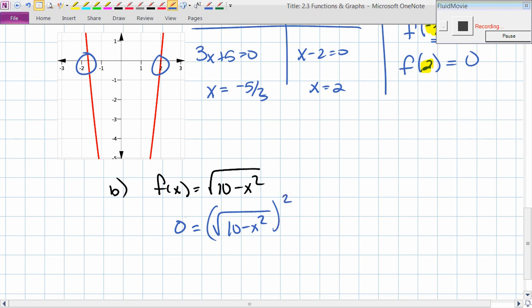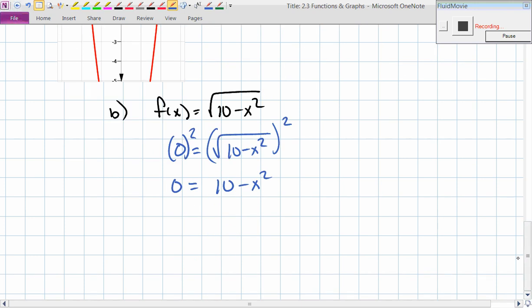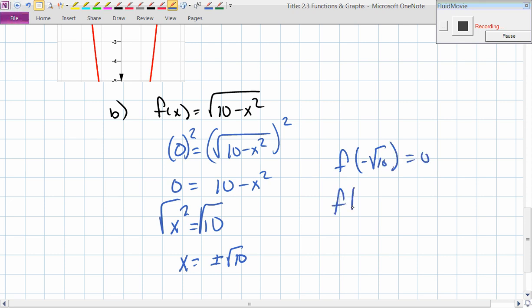Yeah, we're going to square both sides. So that means that 0 is now equal to 10 minus x squared. Then what do I want to do? Okay, so x squared has to be 10. Then what do I have to do? Take the square root. So x has to be plus or minus the square root of 10, right? So I have 2 zeros. That means f of negative square root of 10 will give me a 0, and f of positive square root of 10 will also give me 0.